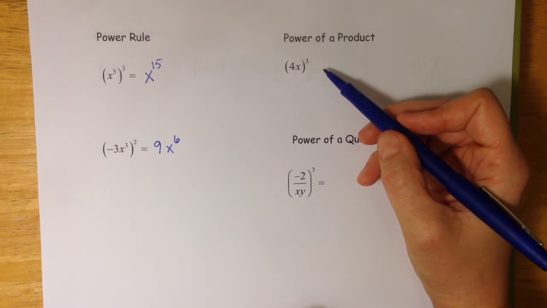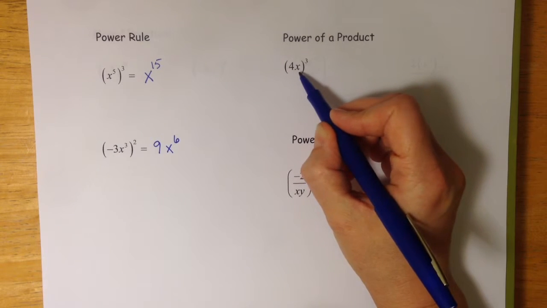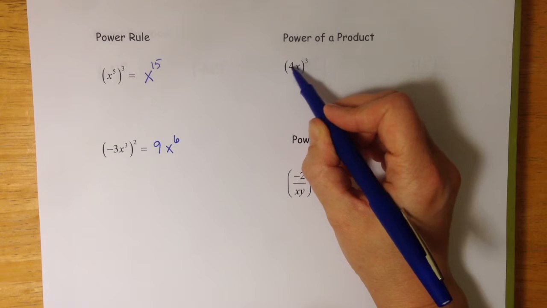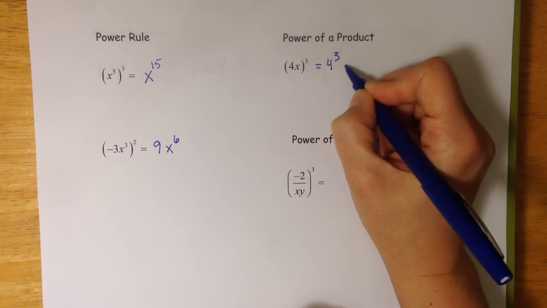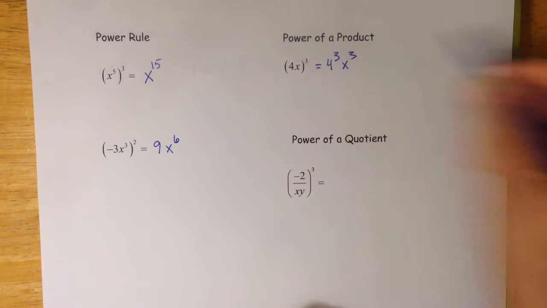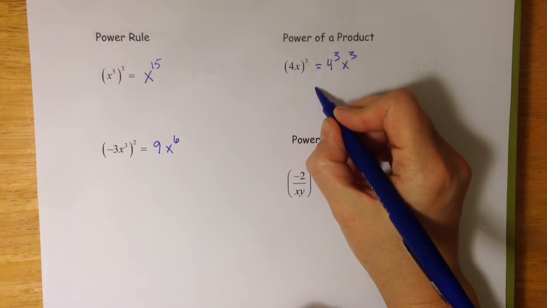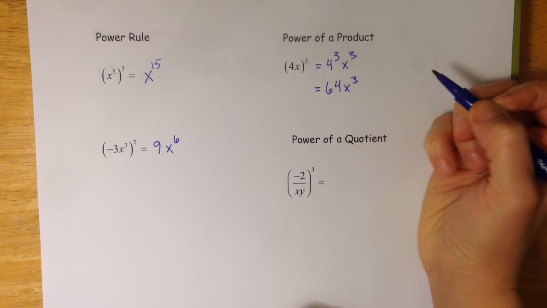Over here we have the power of a product rule, where we said that if you have two things inside being raised to a power, you can raise each of them to the power individually, so that this becomes 4 cubed times x cubed. And then if you have a number that you can simplify, you should. We know that 4 cubed is actually 64, so this is 64 x cubed.